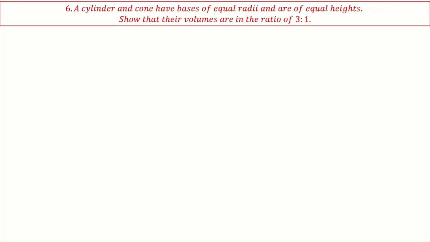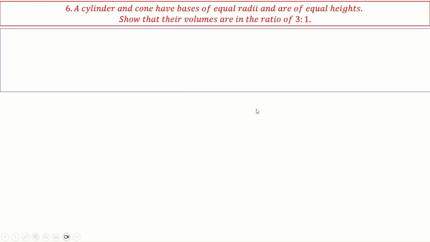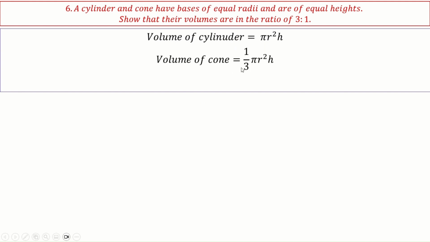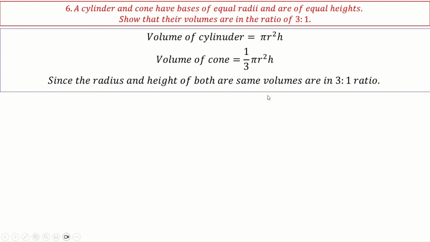Next. A cylinder and cone have bases of equal radii and are of equal height. Show that their volumes are in the ratio of 3 is to 1. This is simple, just substitute the formula. Volume of cylinder is pi r square h and the volume of cone is 1 by 3 pi r square h. Both radius and height are the same, so I'm using the same letters here. The ratio of those two, you can clearly see, is 3 is to 1, right? The cylinder is 3 times the volume of a cone. Next.